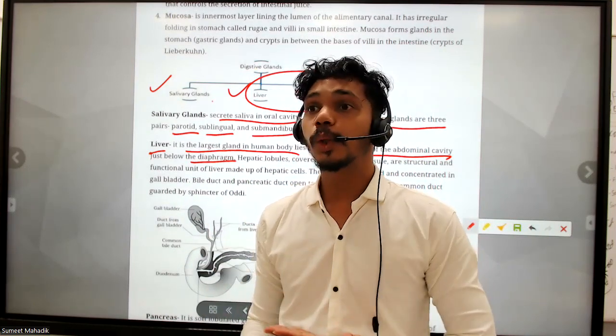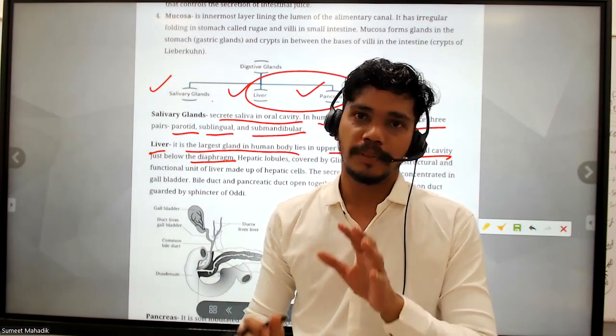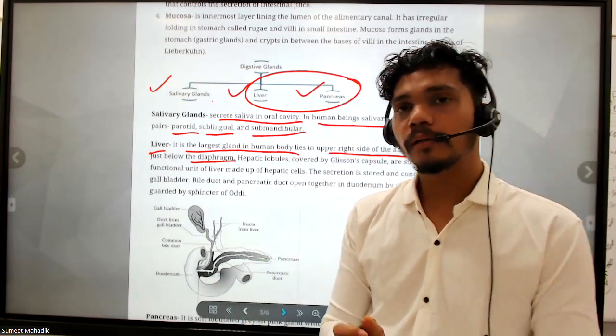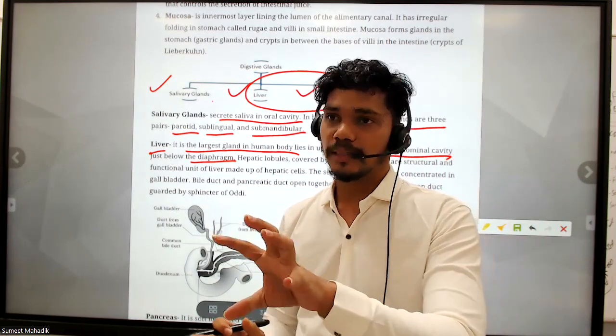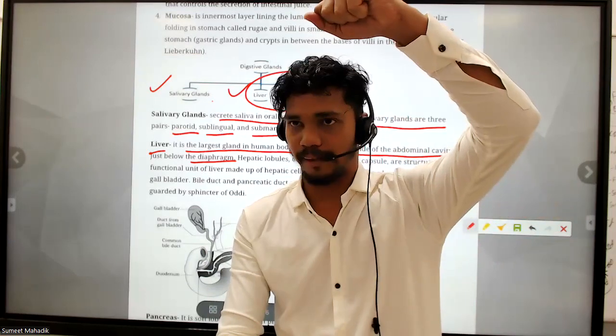It contracts and relaxes to make sure the lungs do not collapse. The lung cavity has alveoli. What is an alveolus? Air spaces are there, so it has to be placed from both sides.